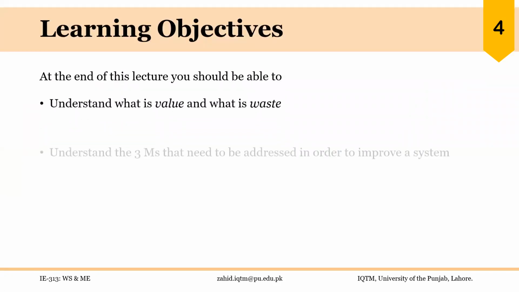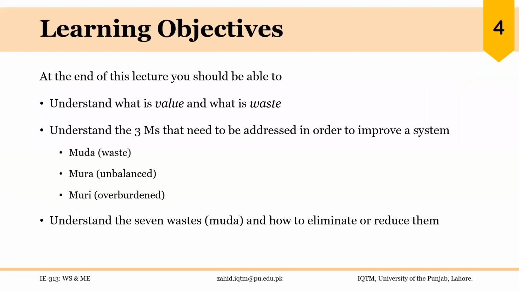Learning objectives of this lecture are to understand what is value and what is waste. These are two just opposite words. Understand the three M's that need to be addressed in order to improve a system. So they are Muda or waste, Mura or unbalanced, and Muri or overburdened. And we will discuss seven ways or seven types of Muda. And we will also discuss how we can eliminate or reduce those seven wastes.